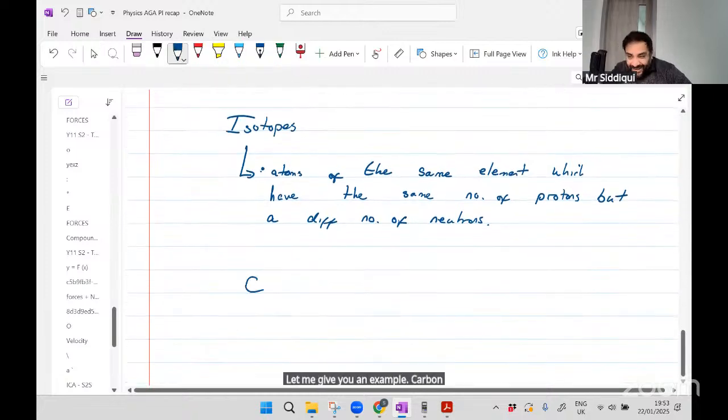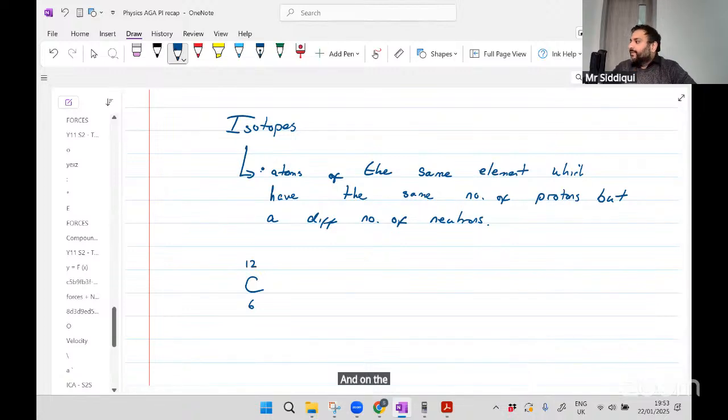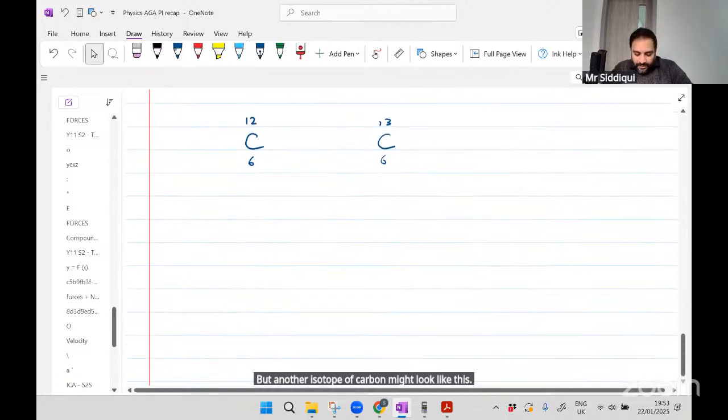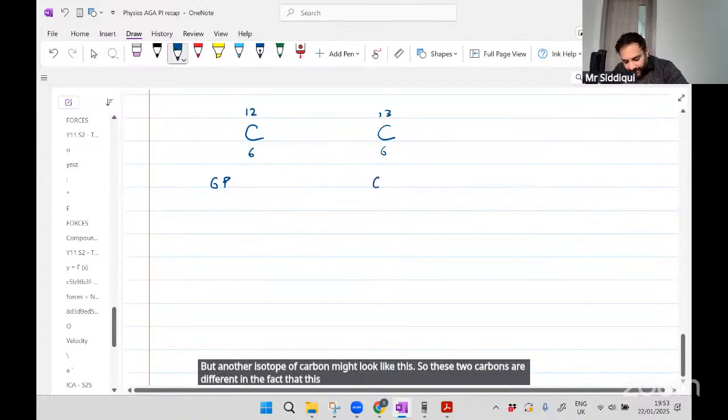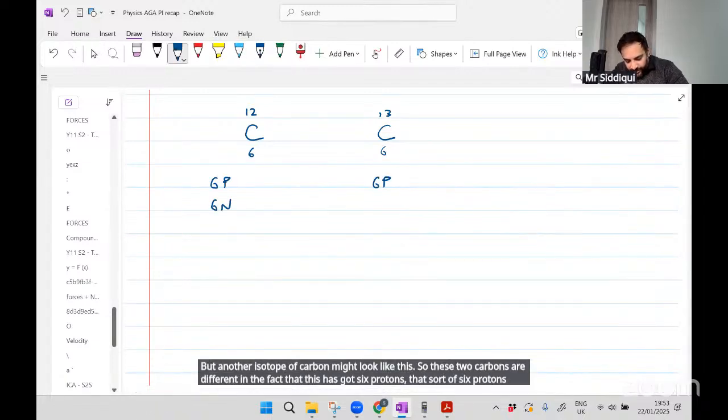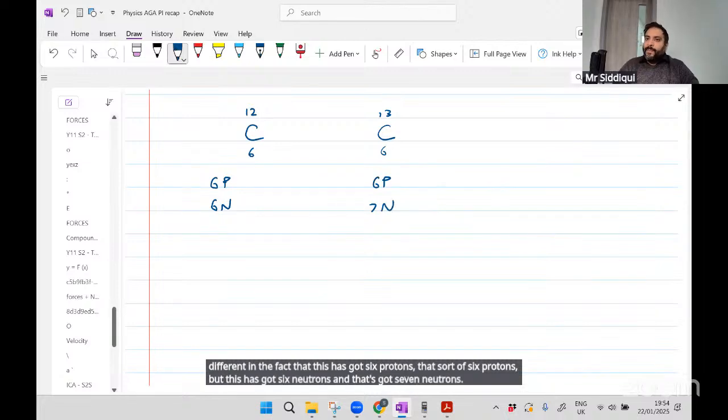Carbon, for example, has a 6 on the bottom, and on the periodic table, at least, it has a 12 on the top. But another isotope of carbon might look like this. So these two carbons are different in that this has 6 protons, that has 6 protons, but this has 6 neutrons and that has 7 neutrons. That's what makes them isotopes.